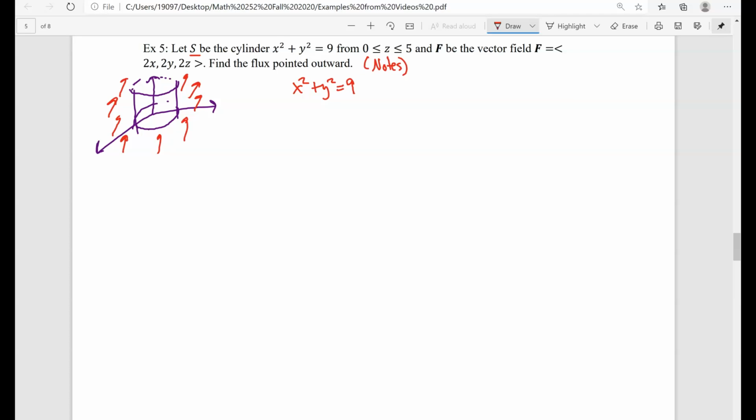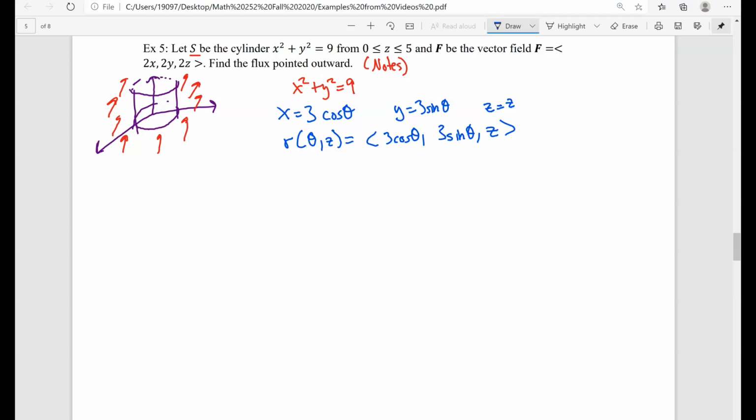So what we have to do is parameterize the cylinder. And to parameterize the cylinder, we're going to have to use polar cylindrical coordinates. So we're going to let x equal r cosine theta, which in this case is 3 cosine theta, y equals 3 sine theta, and z equals z. So you can see that r of theta comma z, which is our vector equation, is 3 cosine theta, 3 sine theta, and then z.